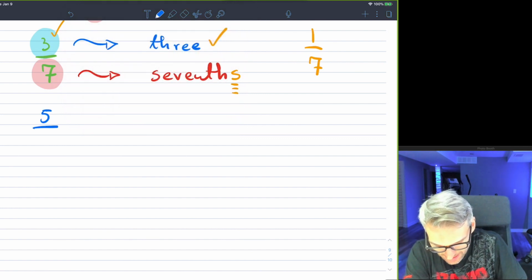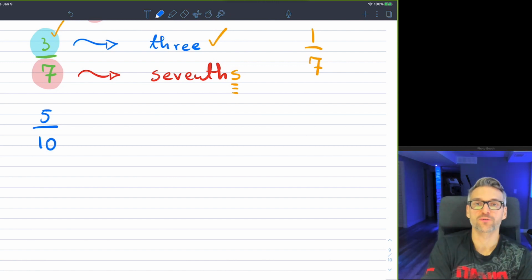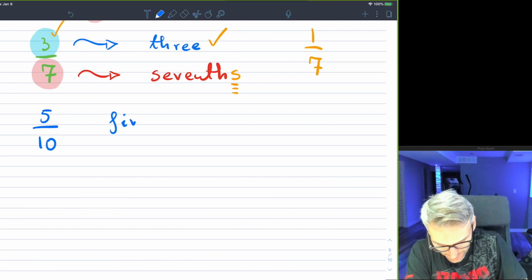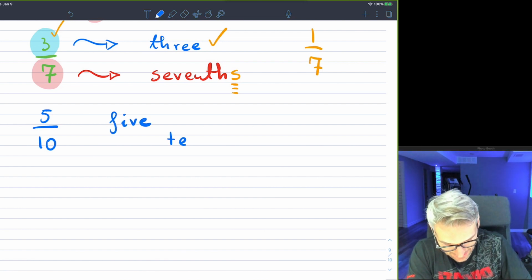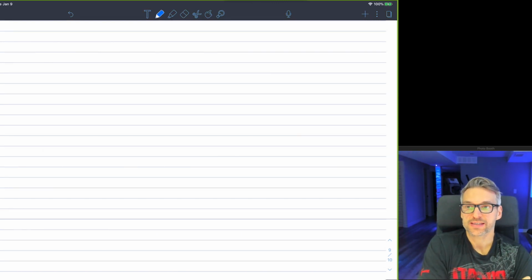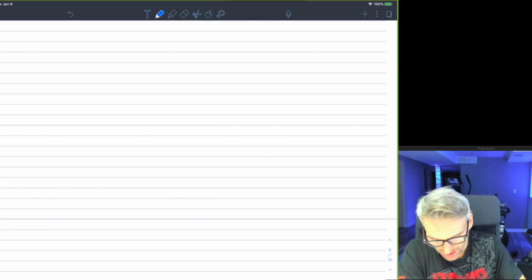So how would we say this one? 5/10 would be the common way, but the proper way would be to say the numerator as a cardinal number, which is 5, and then the 10 as an ordinal number, so that would be 10th in line. So this would be written as 5/10ths. And again, it's plural because we have 5 of them. So 5/10ths.